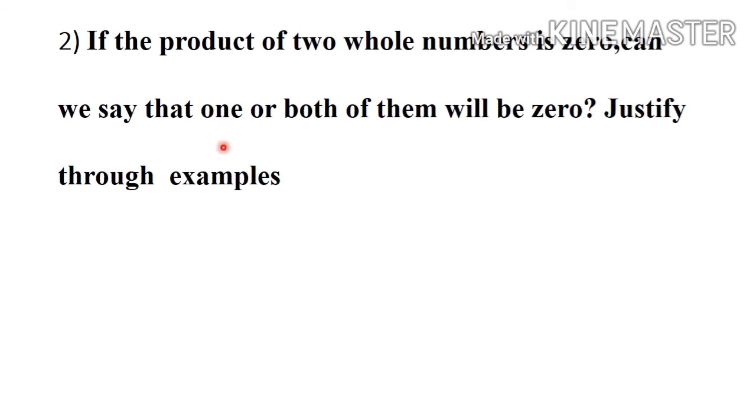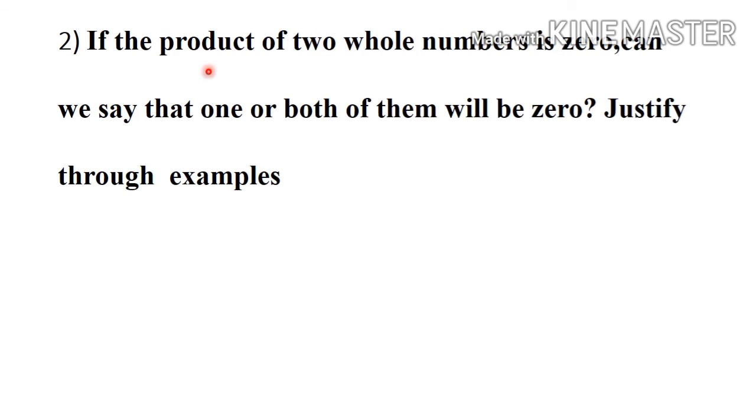Second question: if the product of two whole numbers is 0, product means multiplication, right? The product of two whole numbers is 0. Can we say that one or both of them will be 0? Justify through examples. Can you understand the question? The product of two whole numbers, for example, we can take A and B.